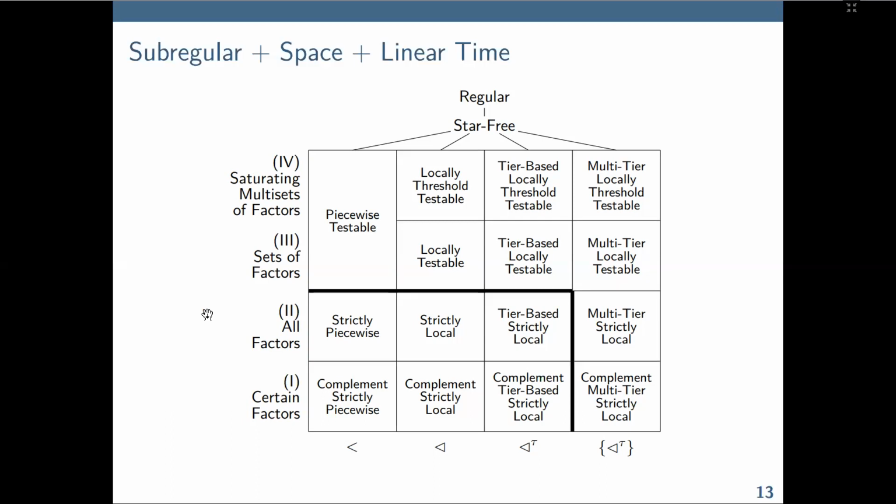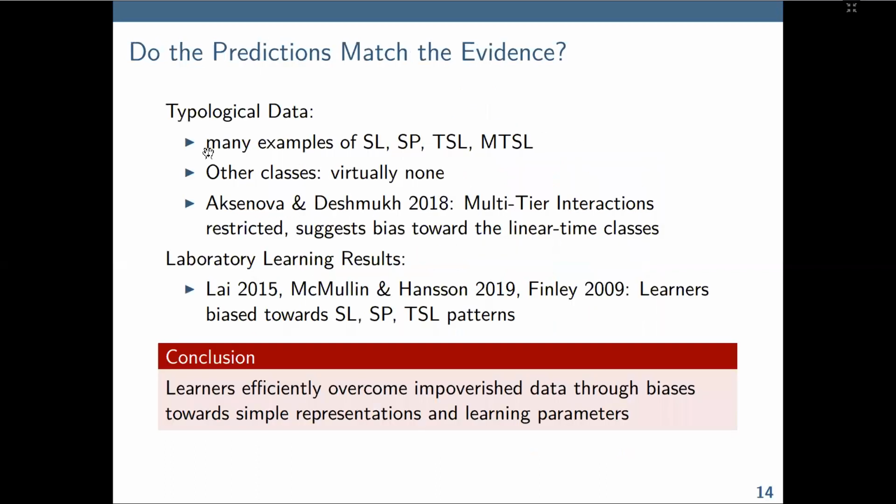Because now you can ask yourself, here are the types of patterns that these learners can learn. We know what these classes look like. We know what types of patterns should sit inside them. How can learners learn them? Is a learner that is exactly restricted to this type of simplicity behaving in this way? So how would we test this? How do the predictions match the evidence?